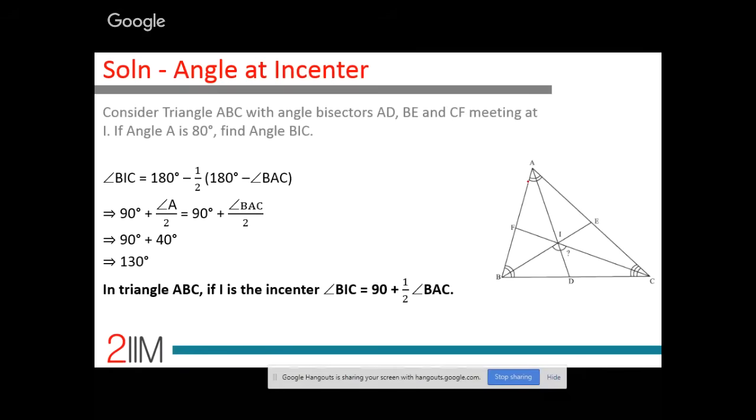The formula is angle BIC is 90 plus A by 2. Whatever angle A is, 90 plus A by 2 would be angle BIC, the angle at the incenter. That's the formula. What you've seen, we're just trying to derive that formula and simplify that.